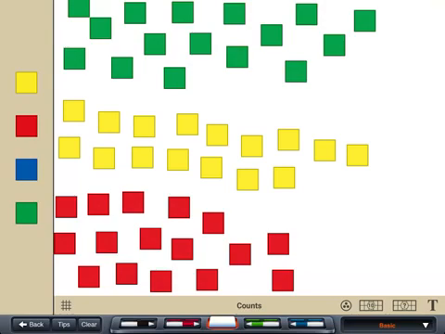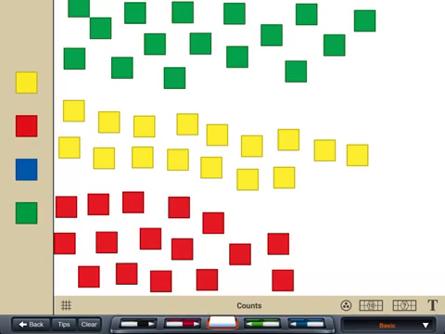Hi, second graders. Today we're going to continue talking about measuring area, but we're going to do something a little different today. I've put out 16 green color tiles, 16 yellow, and 16 red. We're going to use those tiles and see how many different rectangles we can make that have an area of 16 square units. Remember, when we're finding area, we're measuring the inside of the object. In this case, we're measuring the inside of rectangles, and that's our area.